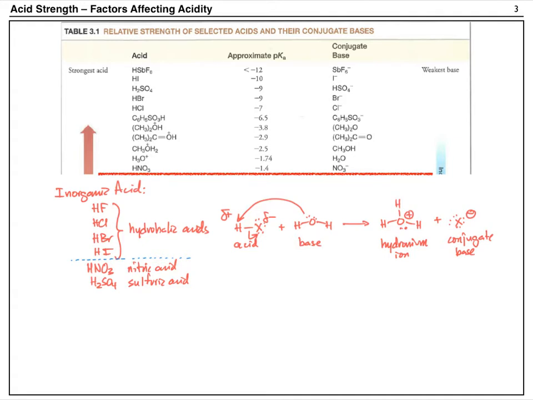Another thing I want to point out is the direction of this arrow, why it's pointing this one way, meaning that the equilibrium is fully shifted towards the products. The way we can rationalize that is through using the pKa values. So let's say X is I, so we have hydroiodic acid, HI. It has a pKa of -10. So we're going to write that number here.